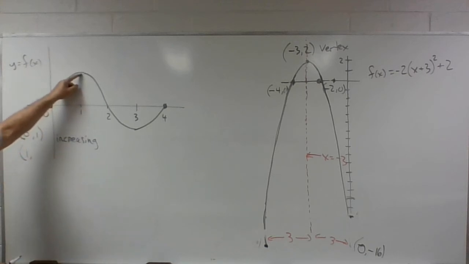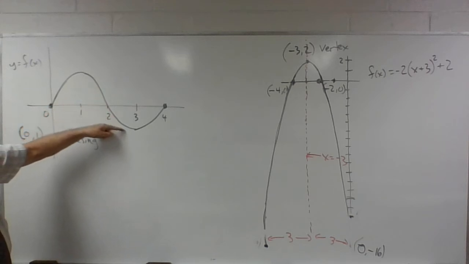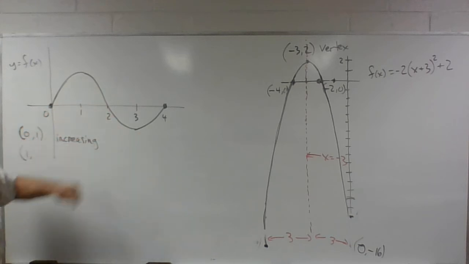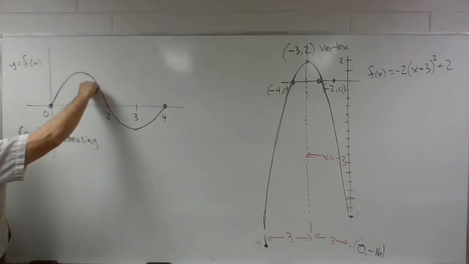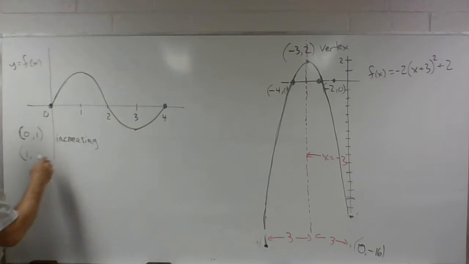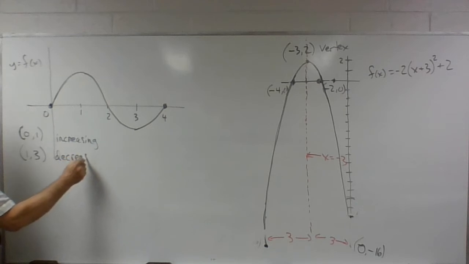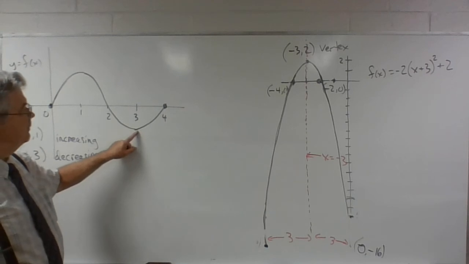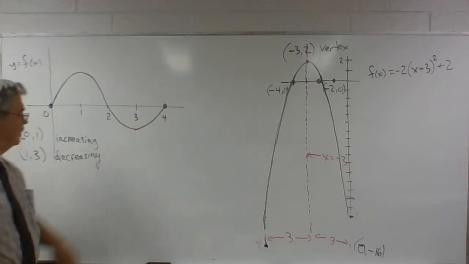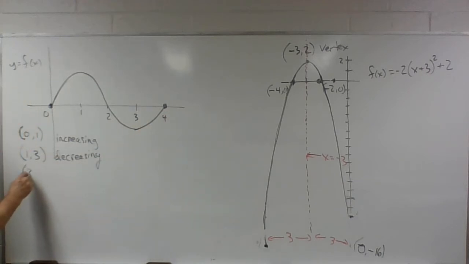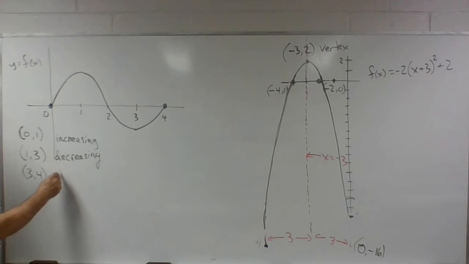Now, I start here at x equal 1, and what happens? The graph goes downhill until I reach x equal 3. So on the interval from 1 to 3, as I move from left to right, the graph goes downhill, so the function is decreasing. And then starting at x equal 3 and going to x equal 4, the graph goes uphill again. So the function is increasing on the interval from 3 to 4.